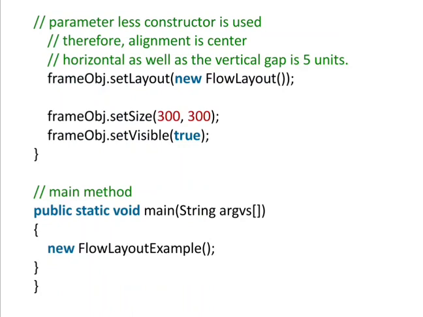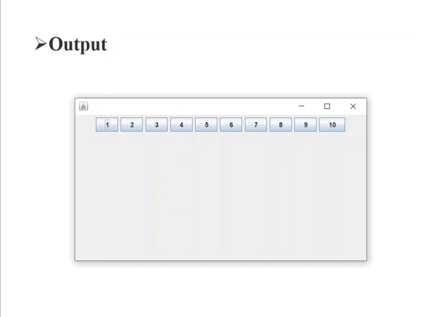Then the next one is card layout. The Java CardLayout class manages the components in such a manner that only one component is visible at a time. It treats each component as a card, that is why it is known as a card layout. The constructors used for the CardLayout class: first one is CardLayout(), which creates a card layout with zero horizontal and vertical gap. Next one is CardLayout(int hgap, int vgap), that creates a card layout with the given horizontal and vertical gap.